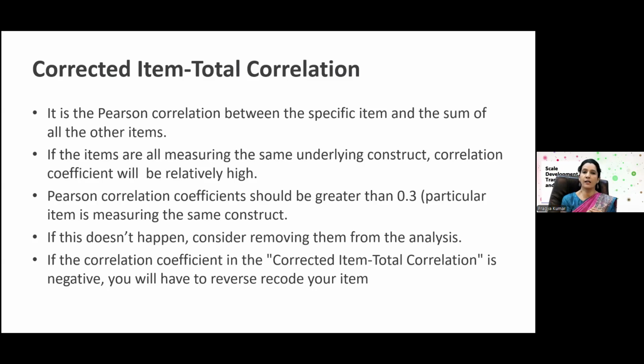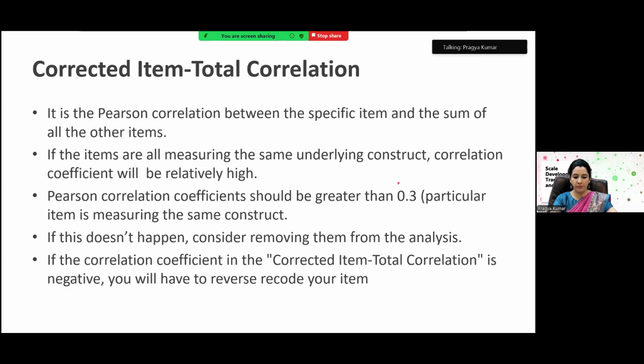So what value do we take? The cutoff we take is 0.3. The Pearson correlation coefficient should be more than 0.3. If it is less than that, then you can consider removing that item from your scale. And if it is negative, then you need to reverse code your item.